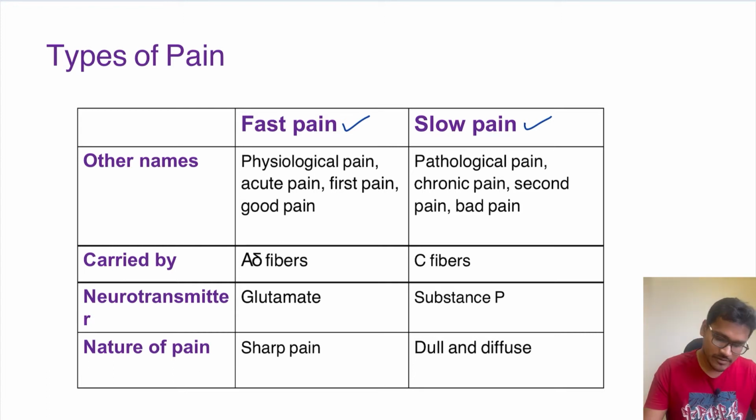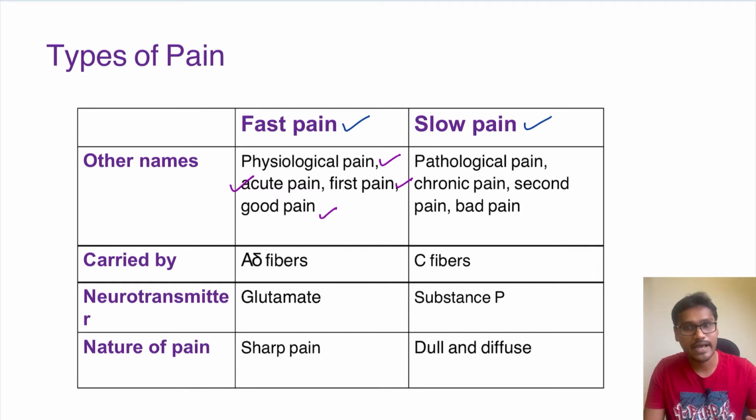What are the other names for fast pain? Fast pain is also called physiological pain, and it is acute in nature. It is also called first pain, and also good pain. Whereas slow pain is called pathological pain or bad pain, and it is slow because it is slowly transmitted to the brain. It is also called chronic pain because it is going to be there for a prolonged period of time, and it is carried by specific nerve fibers.